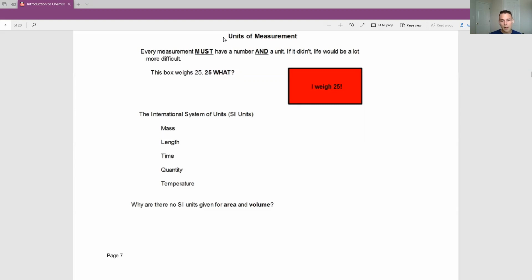So we'll just start here talking about measurement. When we talk about measurements in chemistry, when we get into the lab, there are lots of different measurements that we're going to take. And it's important that not only does the measurement have a number, obviously, but it needs to have a unit. For example, look at that box. That box weighs 25. 25 what? Is it 25 pounds? Is it 25 grams? Is it 25 ounces? So all of those things are a lot different, okay? And so we need to specify.